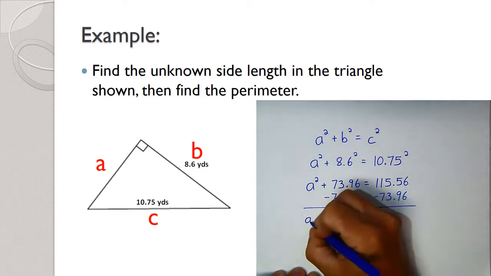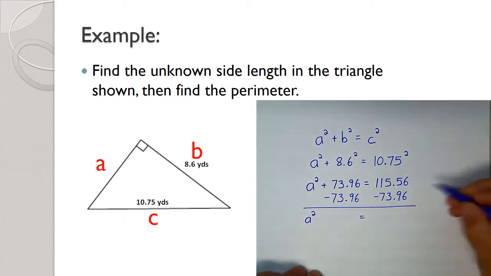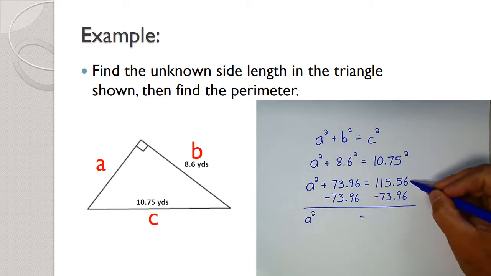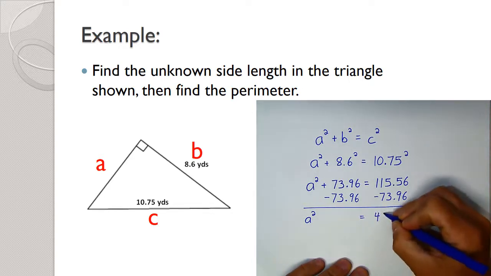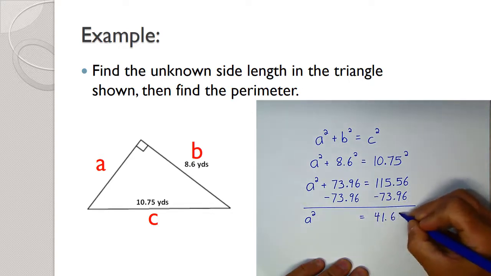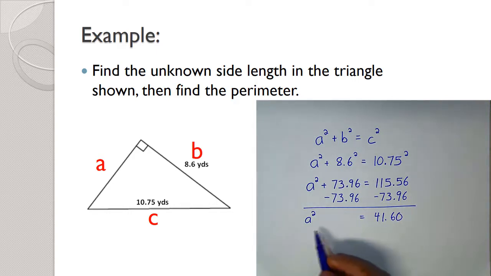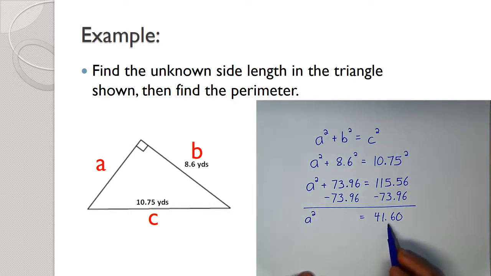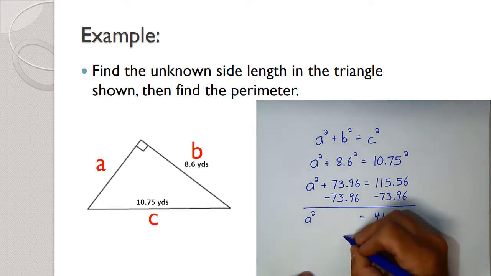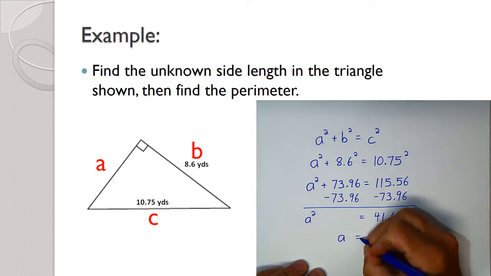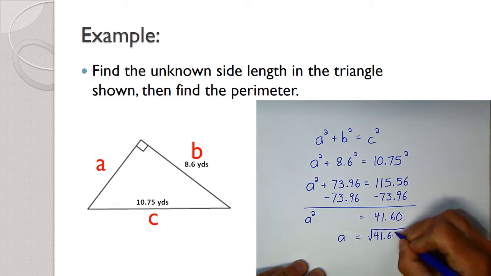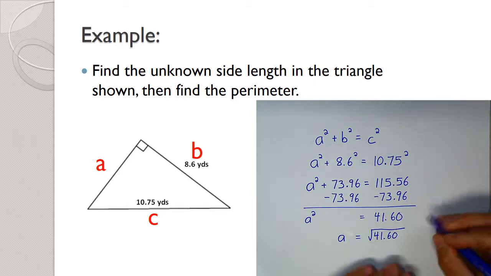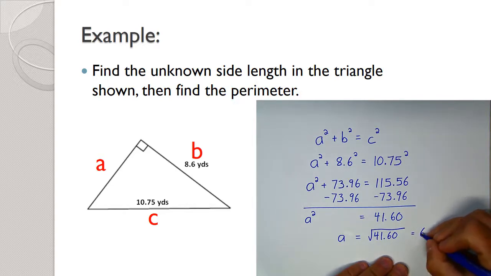And if we do that, we get a squared equals 115.56, that's c squared, minus b squared, and that leaves us with 41.60. And now we can finish that out as before. If a squared is equal to the difference, 41.60, then a must be equal to the square root of 41.60. And you can take that on your calculator to get 6.45 yards.